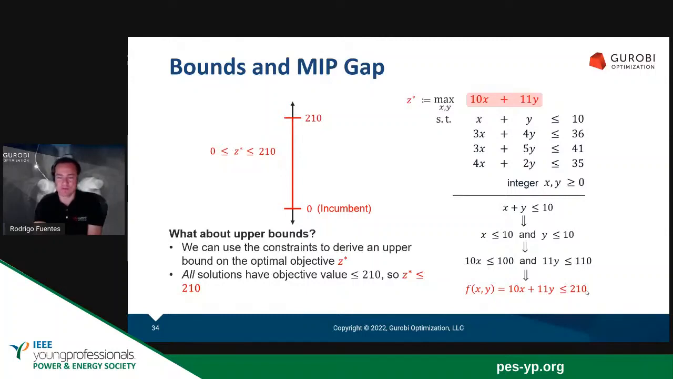Okay, so what we know so far is that our objective function cannot be worse than 0, but it cannot be better than 210, right? We know that our objective has to be constrained to that range between 0 and 210. So that's our upper bound. That's what we call an upper bound.